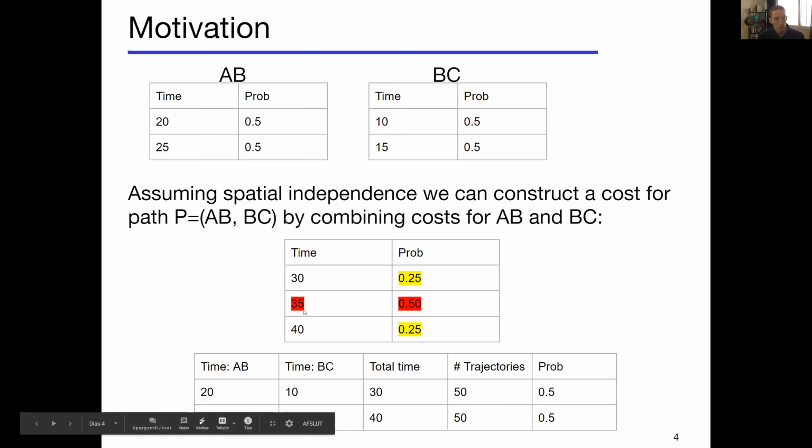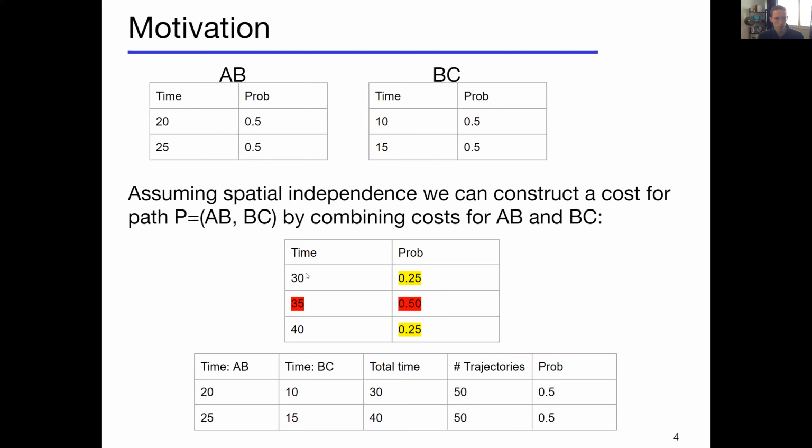But now we have a new cost, which is 35, which is of course not reflected at all in the ground truth. And even worse is that this new cost has a very large probability relative to the other ones of occurring. As you can see, 30 and 40 only have probability 0.25, which is a lot lower than we initially observed.